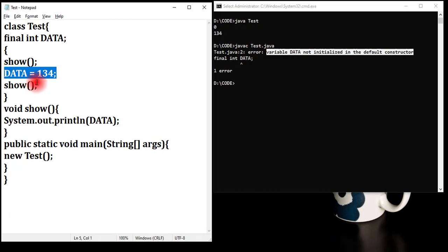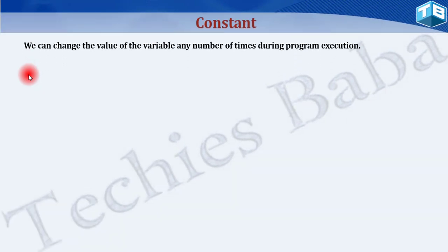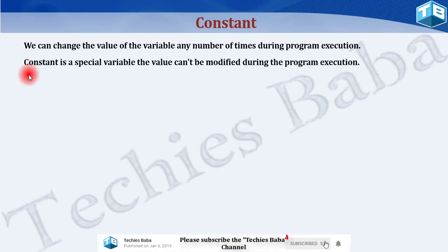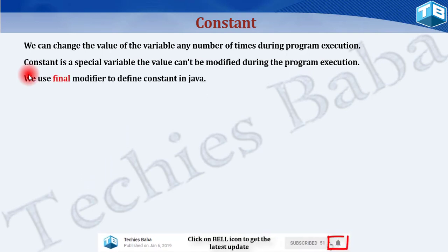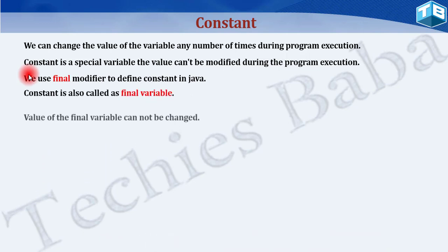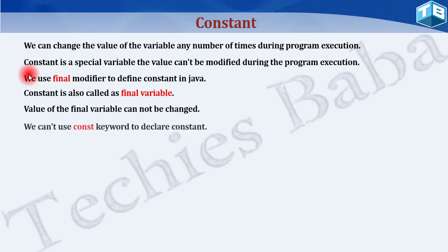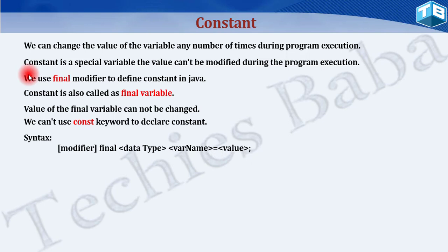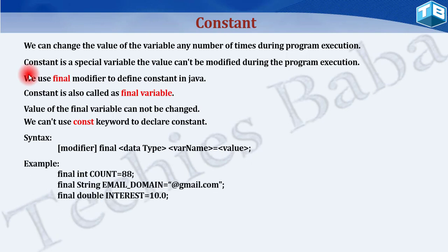This is about the constant. So what did we discuss till now about the constant? For a variable, we can change the value any number of times, but for a constant, we cannot change the value during program execution. You have to use the final modifier to define the constant, and that's why it is called a final variable. And you cannot use the const keyword for a constant in a Java program. This is how you need to declare the final variable with the value.